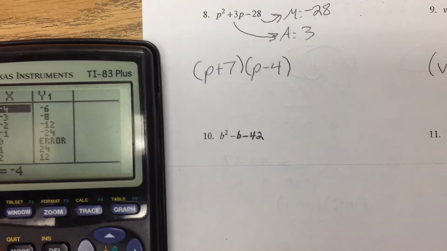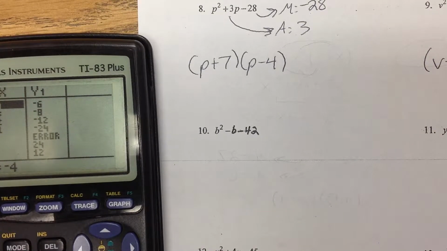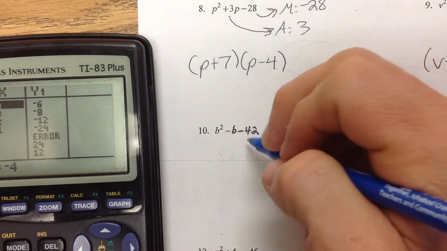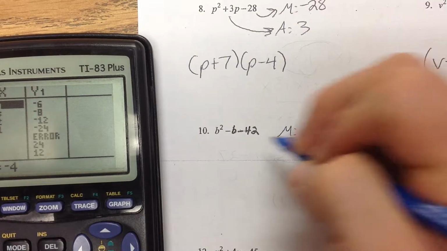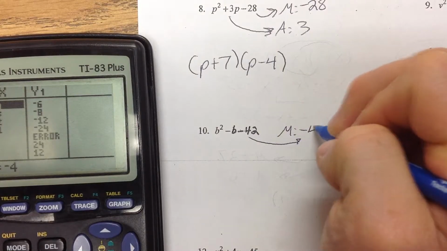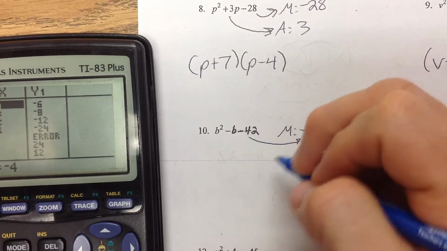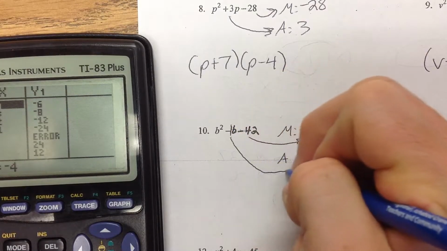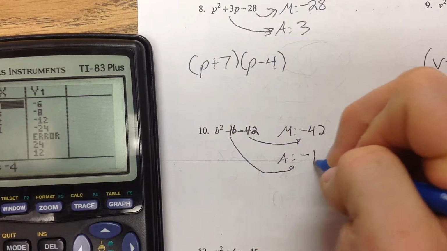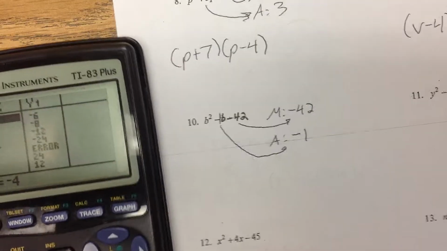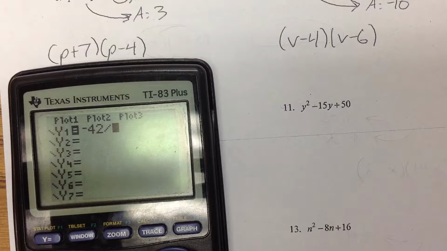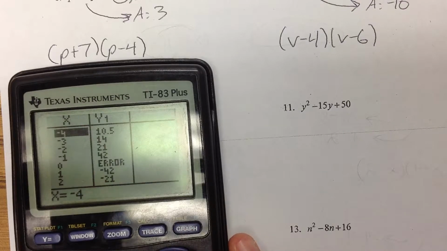All right, number 10 would be the one that I think kids probably get wrong the most. What you have to remember here is that we're multiplying to negative 42, and we're adding to a negative 1. There's that 1 in there that we're just not writing. So we're adding to negative 1. So when we type this in here, we're going to type in negative 42 divided by x.